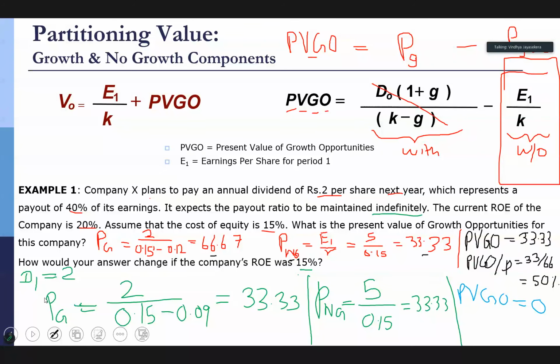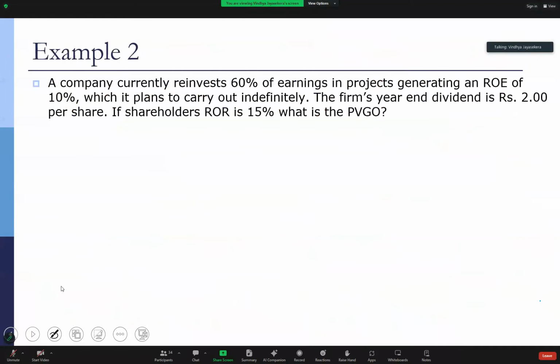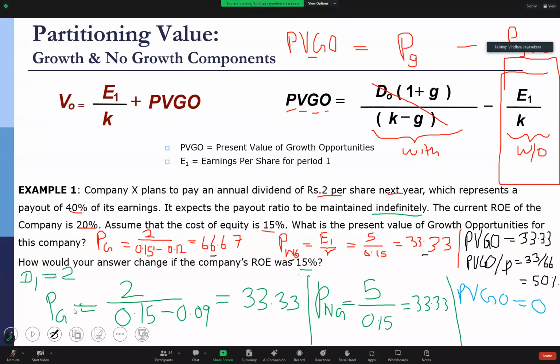Any questions? Okay. So we'll start with this tomorrow. We'll discuss why investors are not paying a premium for this, with the rest of the questions. We'll see why the investors don't pay a premium for this type of company. Okay. So we'll stop there.